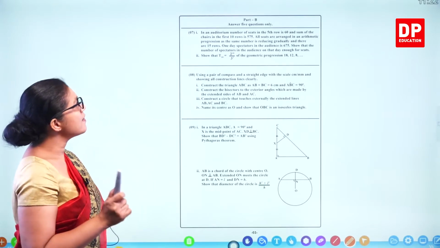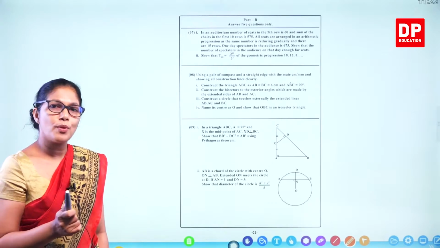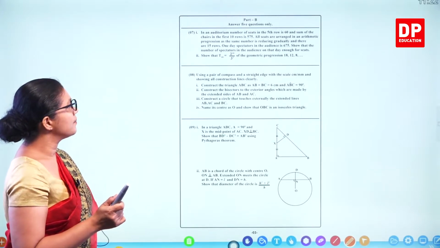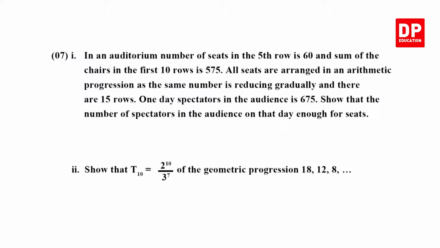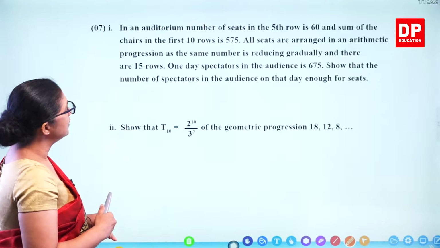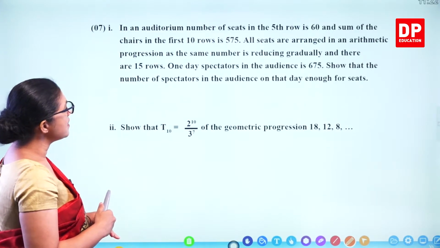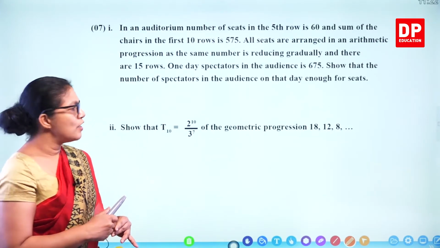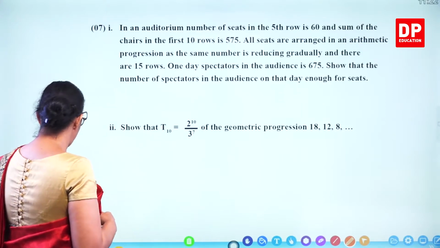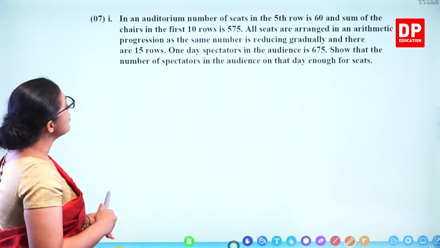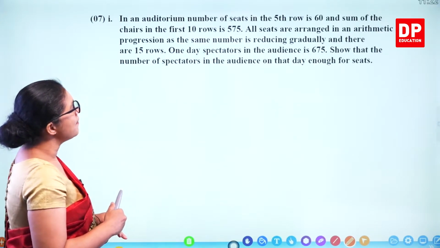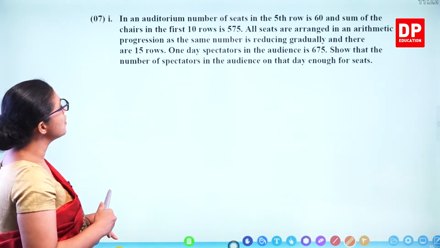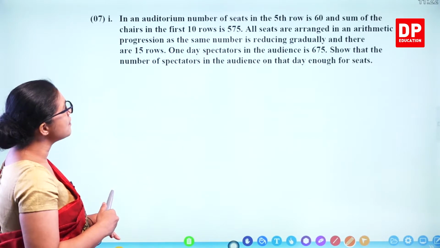Part B, 6 questions, but you have to answer only 5 questions. 7, 8, 9. Try that. Question number 7, you get 2 parts. So this is about arithmetic progression and geometric progression. In an auditorium, number of seats in the 5th row is 60 and the sum of the chairs in the first 10 rows is 575.